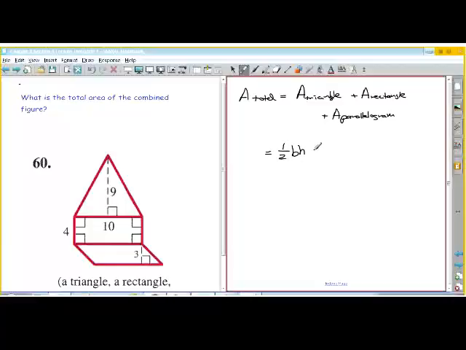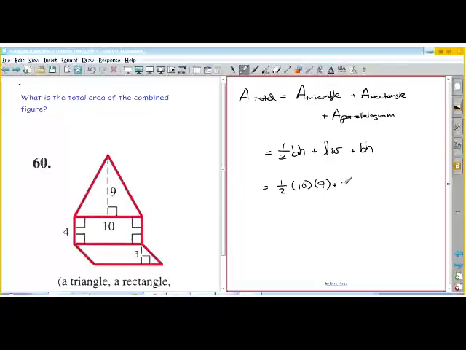Well, the area of a triangle is 1/2 the base times the height. The area of a rectangle is the length times the width. And the area of a parallelogram is equal to the length times the height, or the base times the height, I guess is what they said. So we just have to identify what these parts are. So for our triangle, this is the base. The height is 9 centimeters, or 9 units. So the area of the triangle is going to be 45.